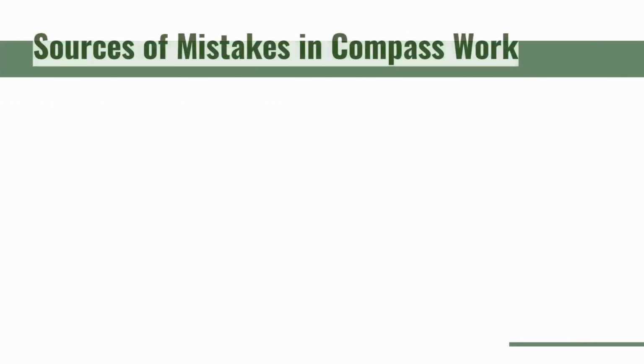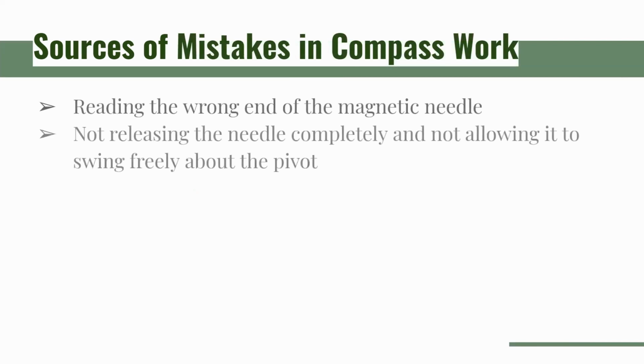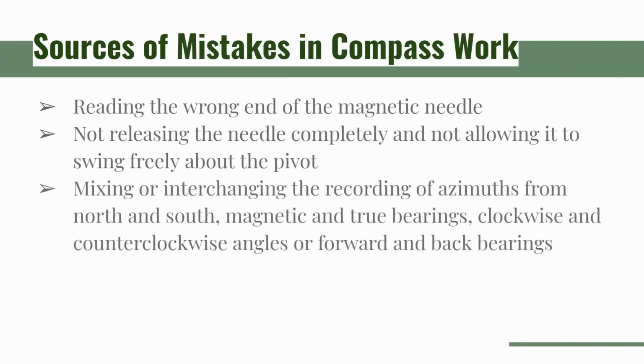The first source of mistakes in compass work is reading the wrong end of the magnetic needle. Next is not releasing the needle completely and not allowing it to swing freely about the pivot. Lastly is mixing or interchanging the recording of azimuths from north and south, magnetic and true bearings, clockwise and counterclockwise angles, or forward and back bearings.